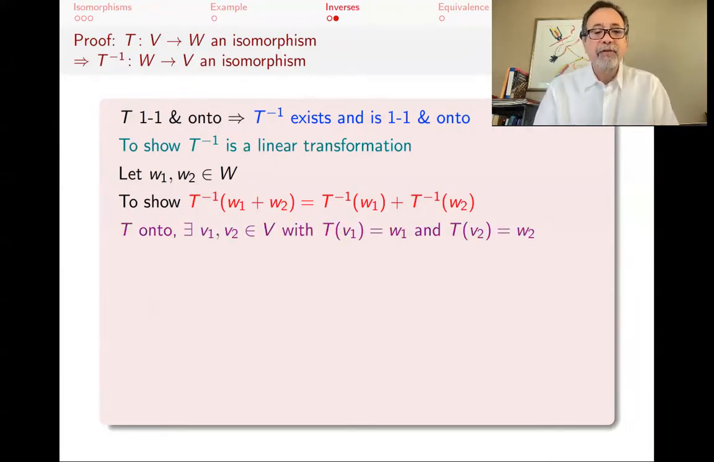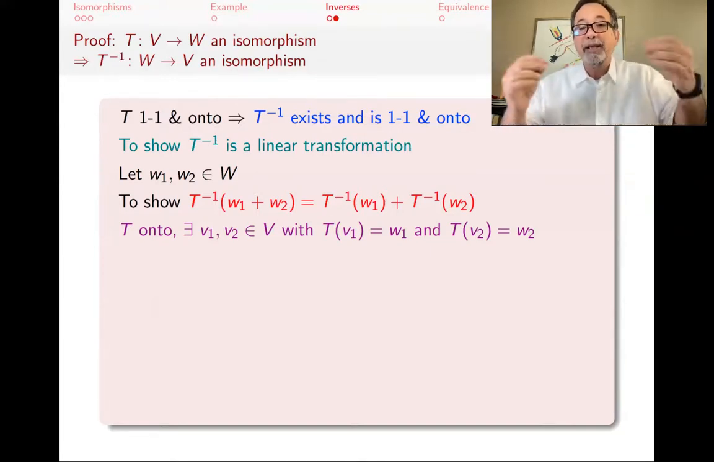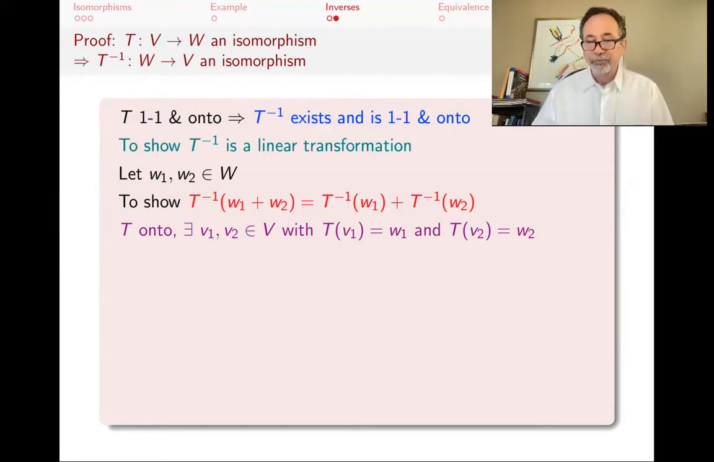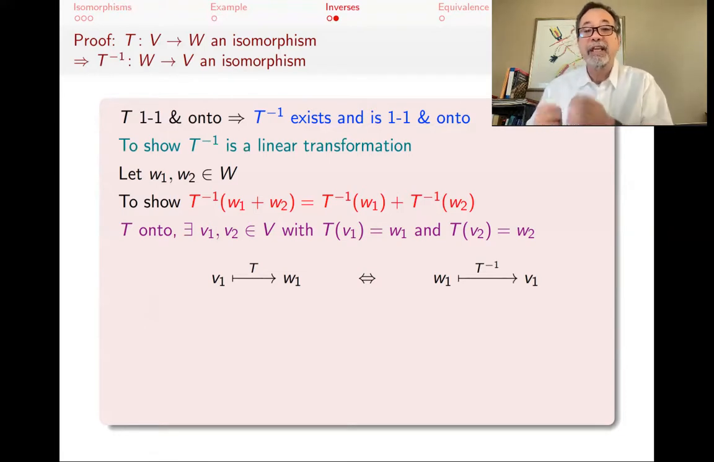Okay, so how am I going to do that? First of all, T is onto, because it's an isomorphism. So W1 and W2, which were elements of W, came from somewhere via T. So there exist V1 and V2 in V with the property that T of V1 is W1 and T of V2 is W2. So V1 and V2 are the two elements that ended up at W1 and W2. Okay, so what about it? Well, let's think about it a little bit. T takes V1 to W1. Then T inverse, which is the inverse of T, the undoing of T, does the opposite and takes W1 to V1. That's what the definition of inverse tells us: T inverse is doing the opposite of what T did.